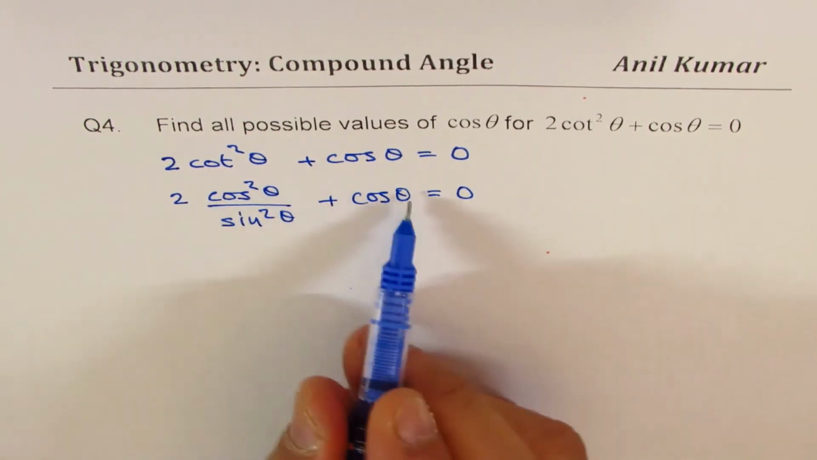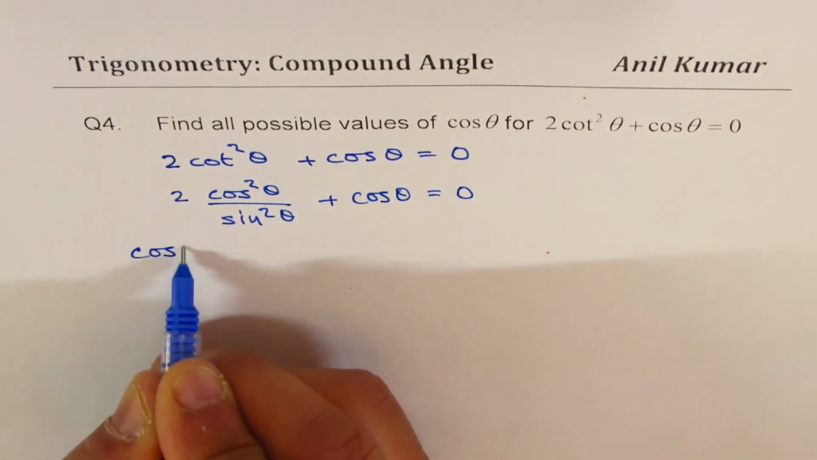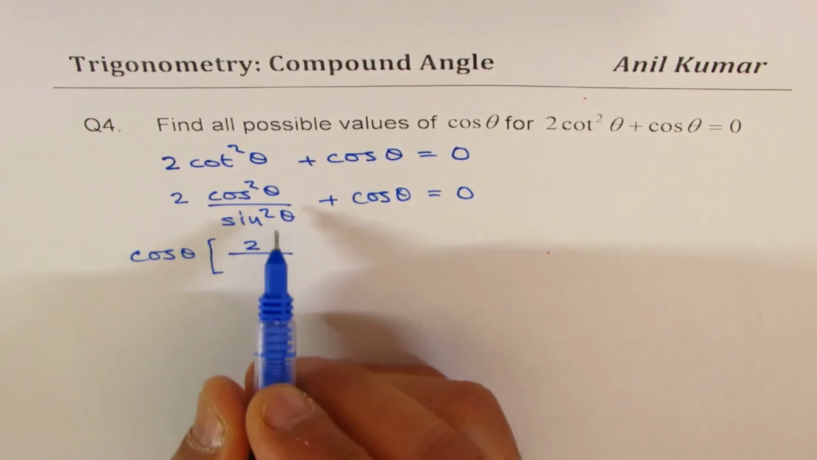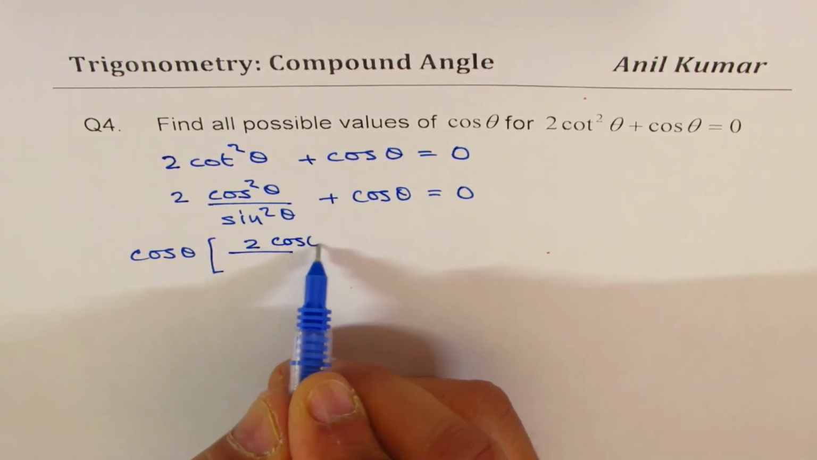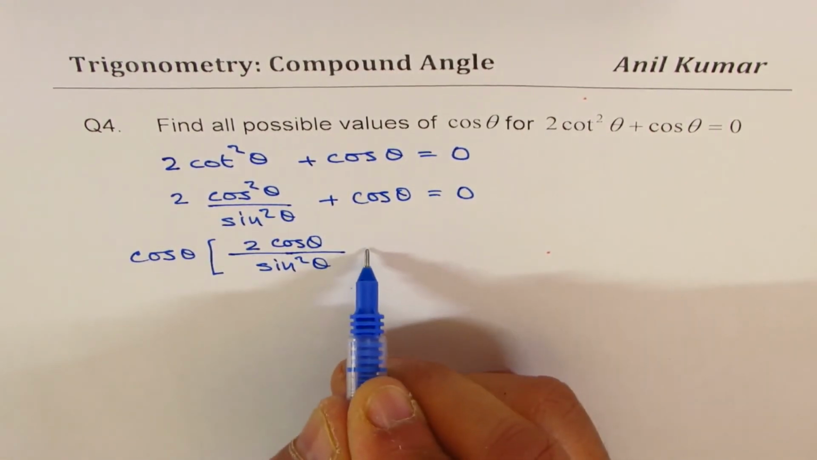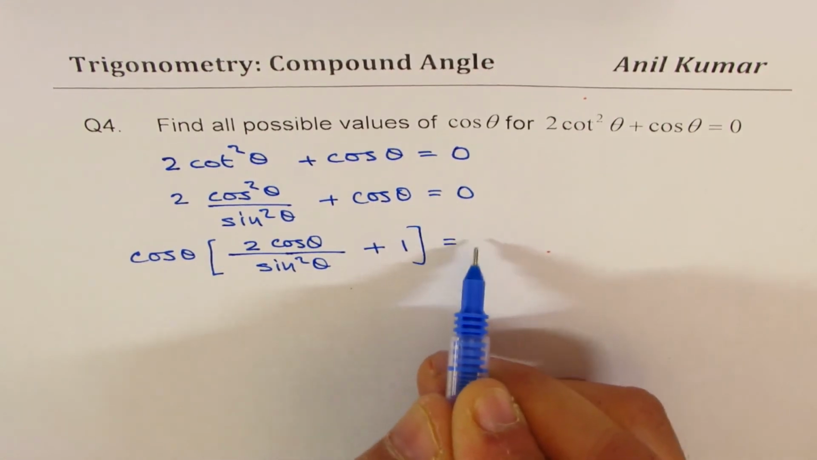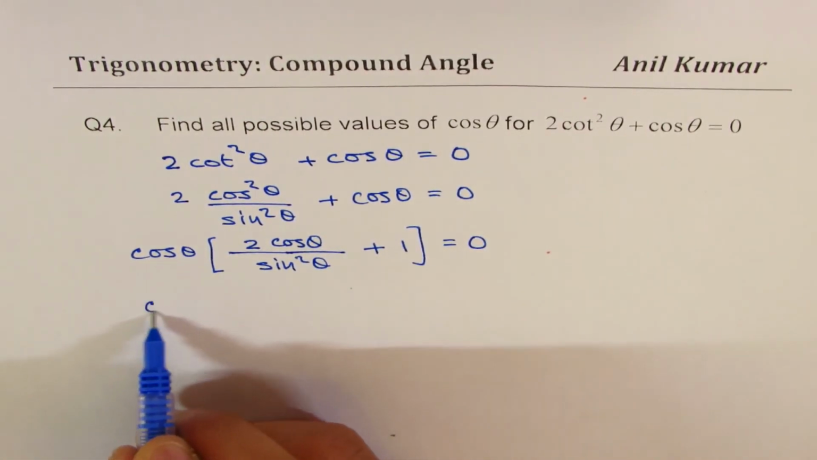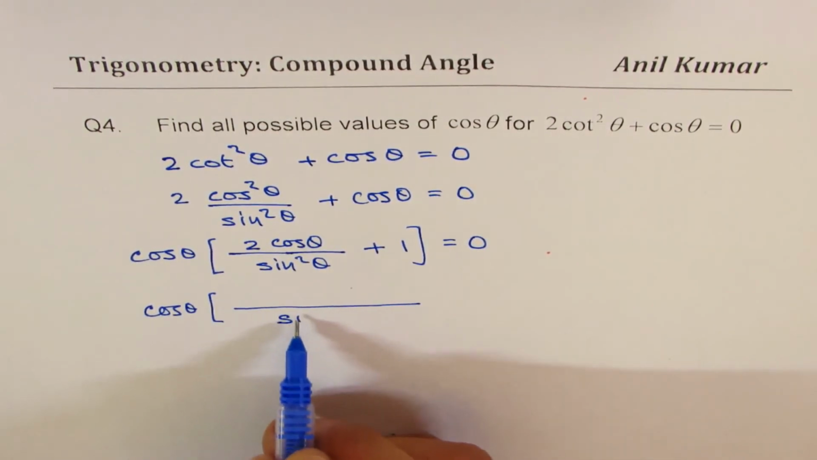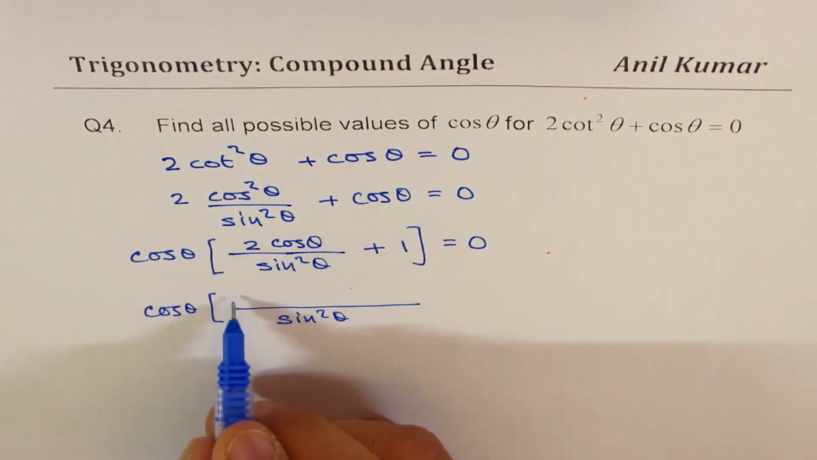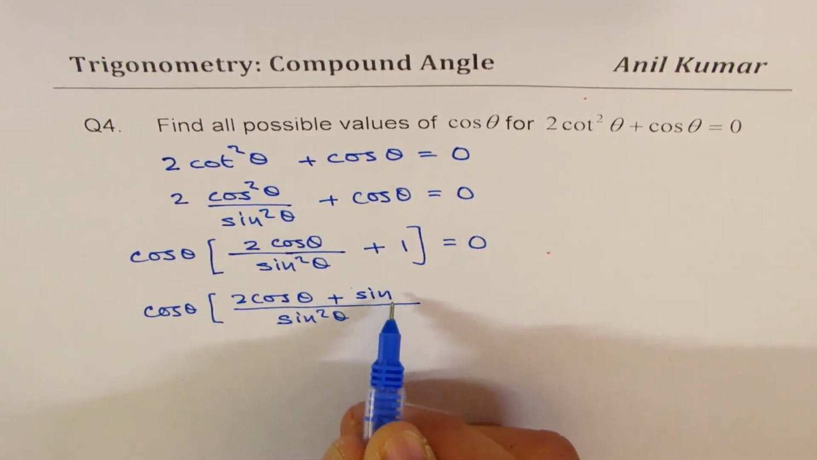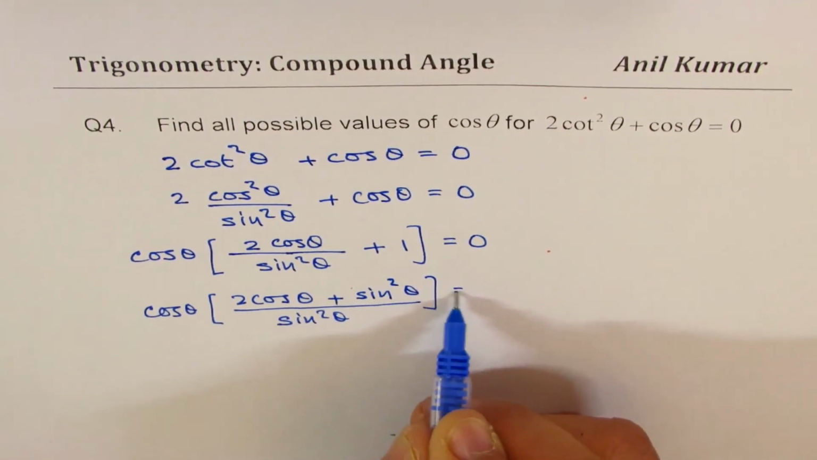Now from here we can take cos theta common. So we get one factor as cos theta. So we get 2 cos theta over sine square theta plus 1 equals to 0. Now we could write this as cos theta, take sine square theta as a common factor. So we get 2 cos theta plus sine square theta equals to 0.